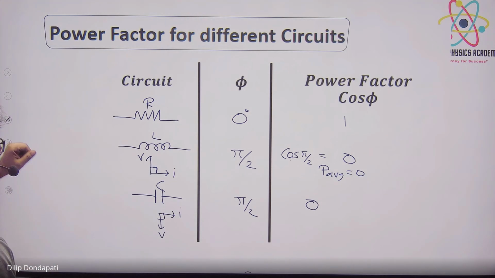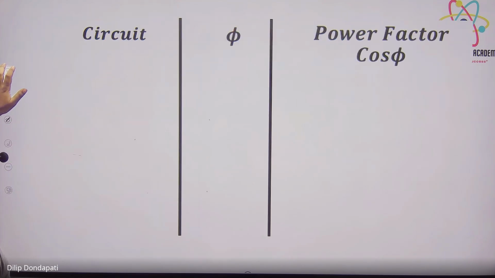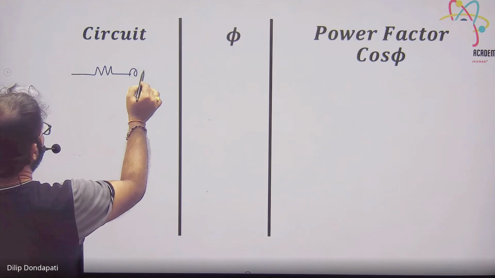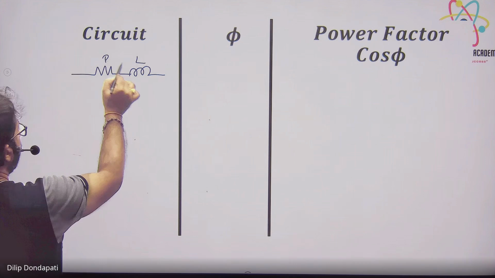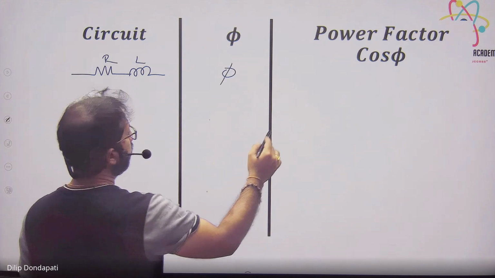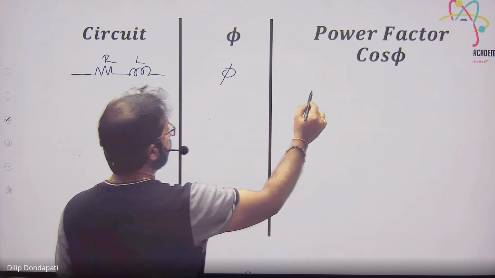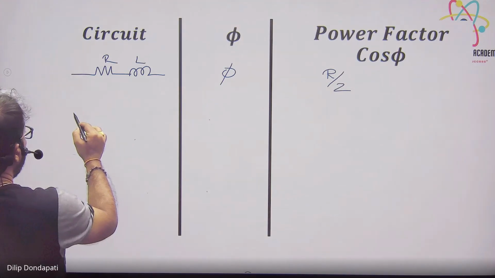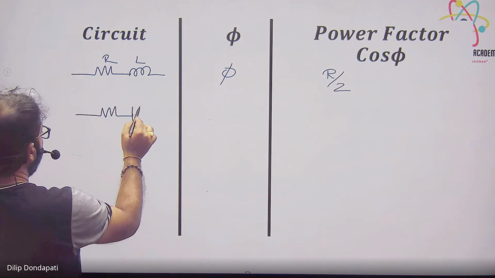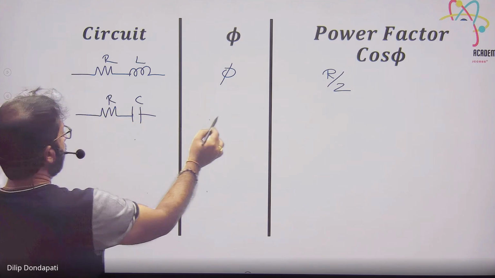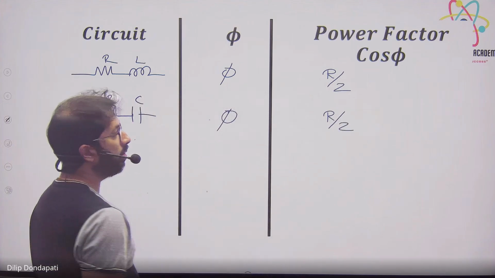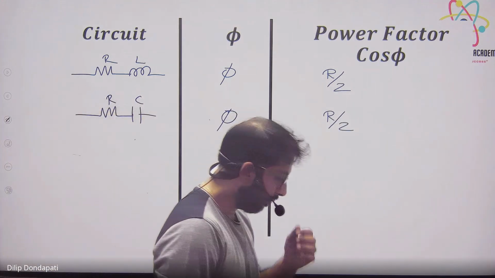Okay, now for the RL circuit, tell me: phi is phi only, and what will cos phi be? Cos phi is R by Z, which we learned now. Similarly for R and C also, phi is phi only, R by Z will come. In combination, R by Z will be the power factor.